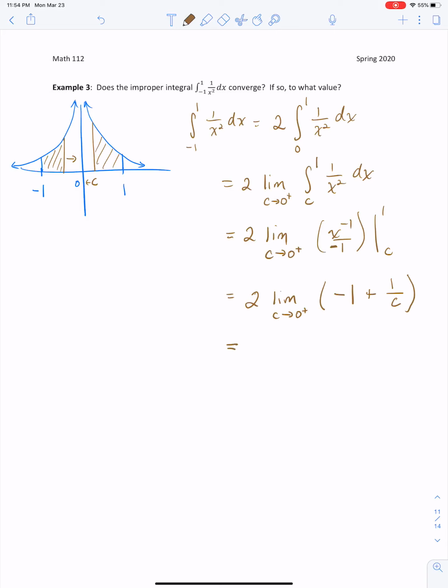And now, if you think about it, as c approaches 0 from the positive side, 1 over c is approaching infinity. So this approaches infinity, so this does not converge.